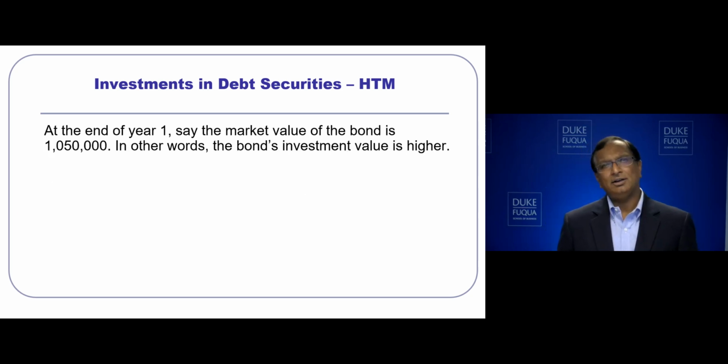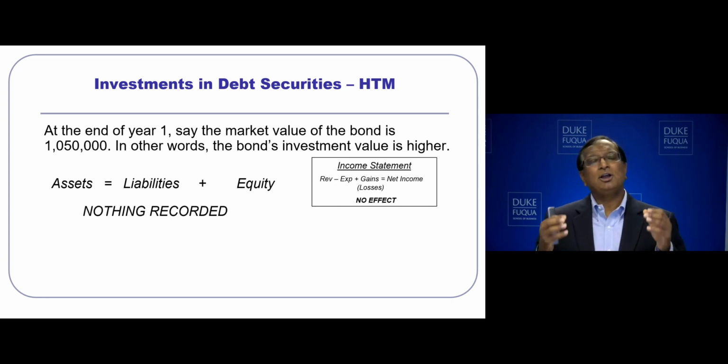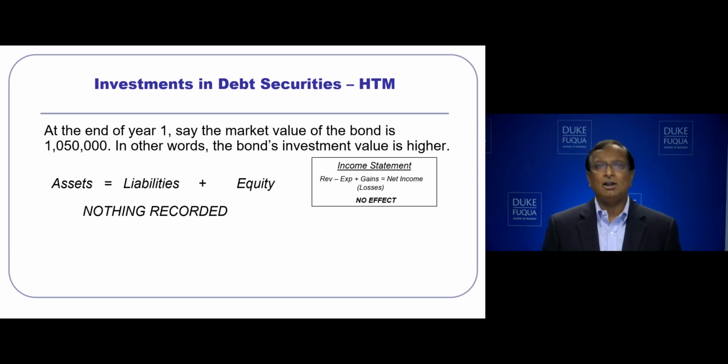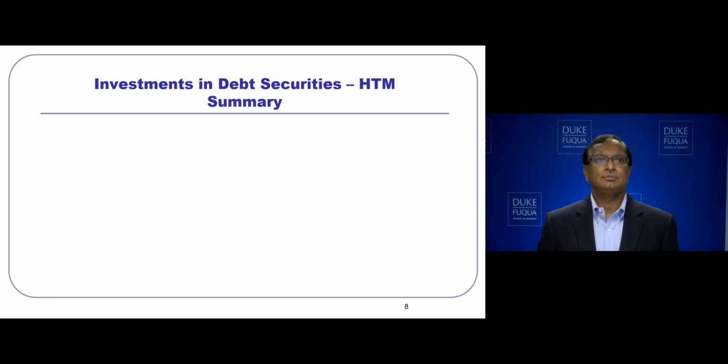Let's say at the end of the year, the market value of the bond is higher by $50,000, meaning it has gone up to $1,050,000. What will the accountant do? The accountant will record nothing because the firm has an intent to hold it until maturity, and hence it does not care what happens to the value of these bonds. And no change in the market value of bonds will ever be recorded during the lifetime of the bond.